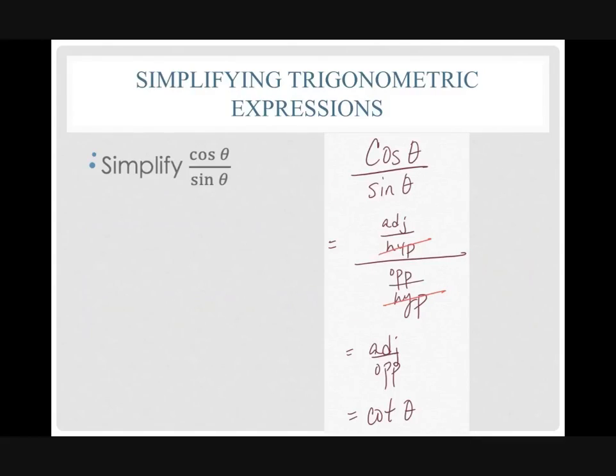Of note, if you know that sine of theta over cosine theta is equal to tangent of theta, the reciprocal of that would also be the reciprocal of tangent, cotangent.